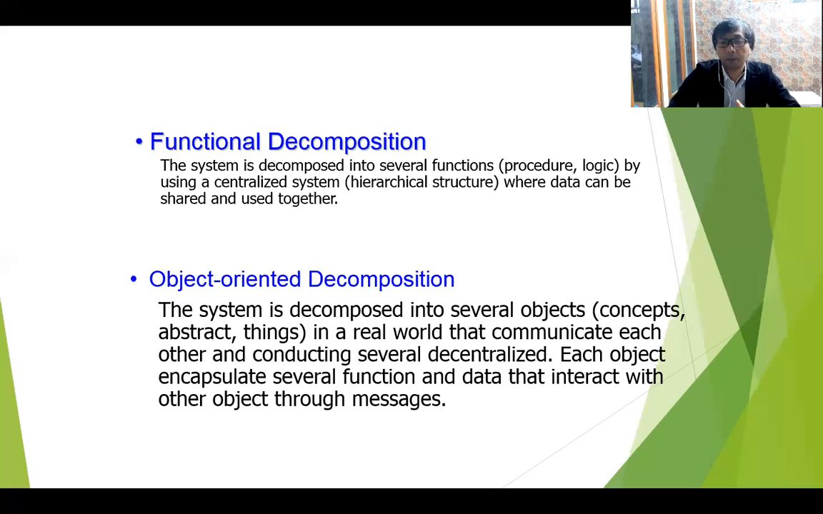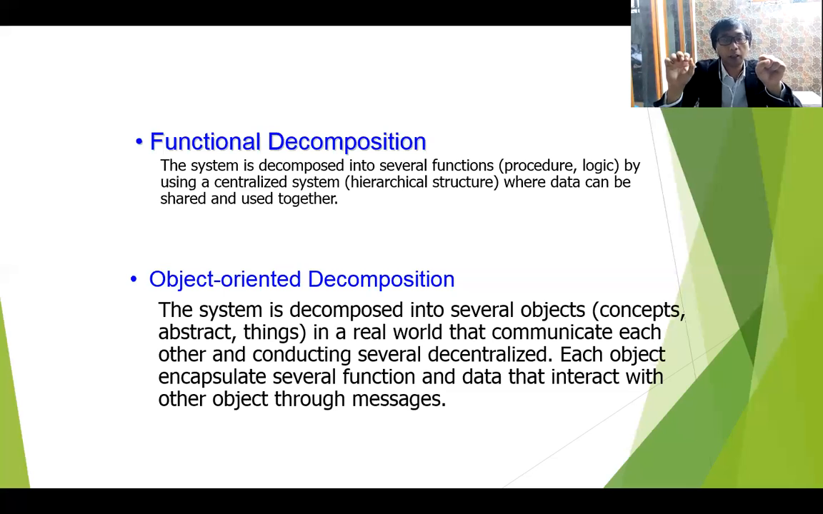So unlike the object-oriented decomposition, where the system is decomposed into several objects, the objects in the application will communicate with each other by sending messages, without modifying or sharing the attribute directly. So if you want to use the attribute or the data from object A, object B will send a message: hey, object A, I would like to use your attribute. And object A will give the value of the attribute, not share the attribute.